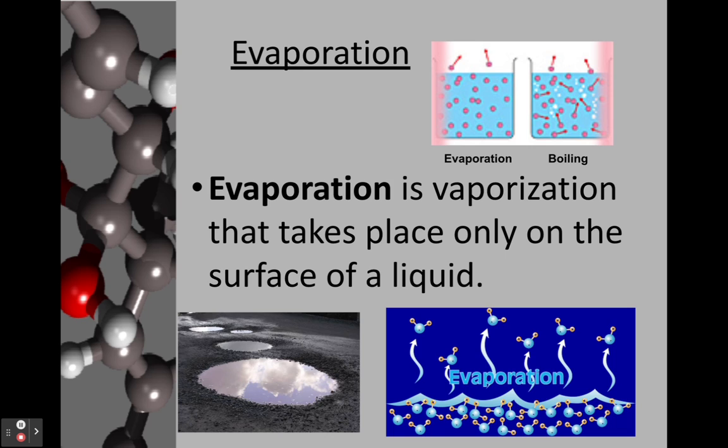Our last one here is evaporation, and evaporation is vaporization. So it's when the liquid turns to a gas, but it takes place on the surface. So you've got vaporization, which is really just the liquid turning to a gas, but it can happen in two different places. It can happen on top of the liquid and it can happen within the liquid. And I know it's a lot of terms. You're just getting them for the first time, but we'll be practicing. Don't worry.